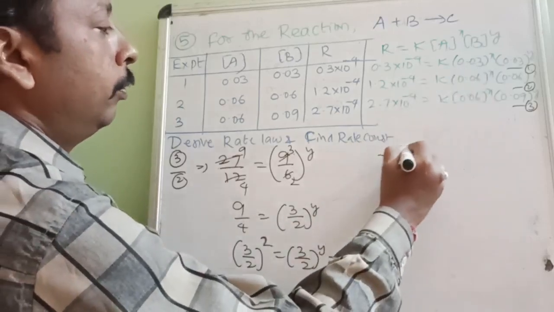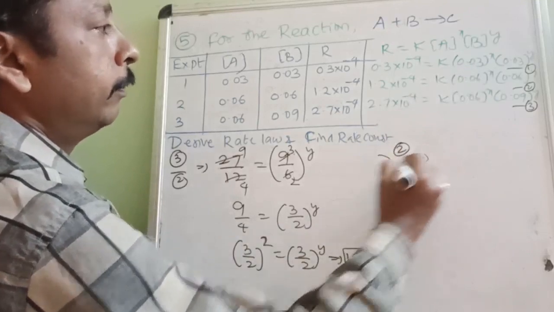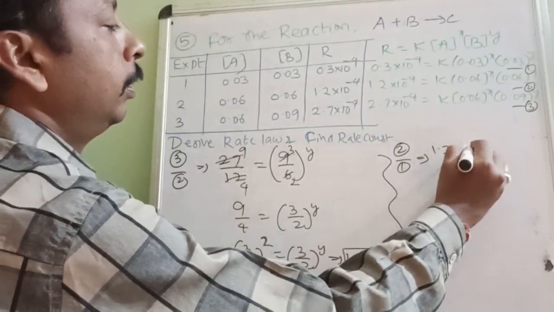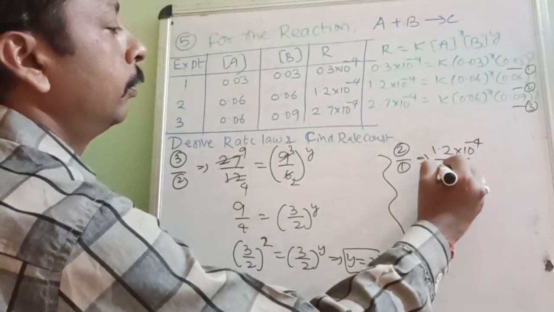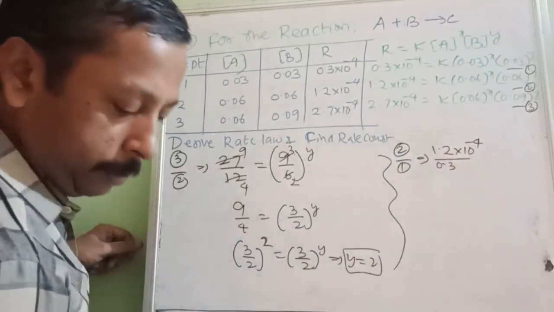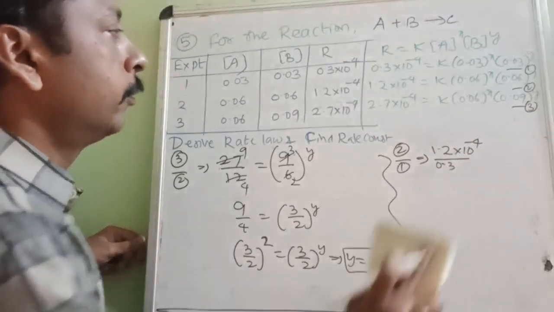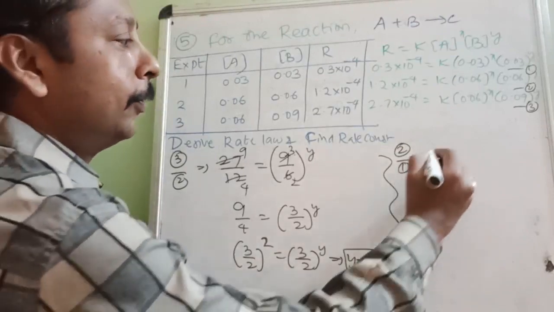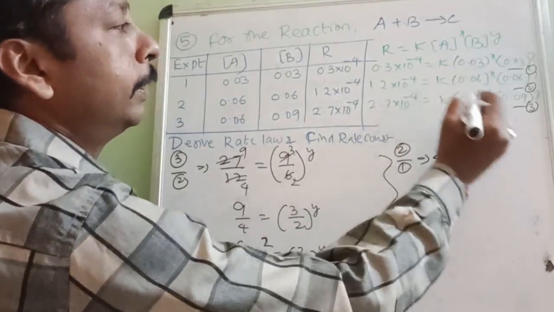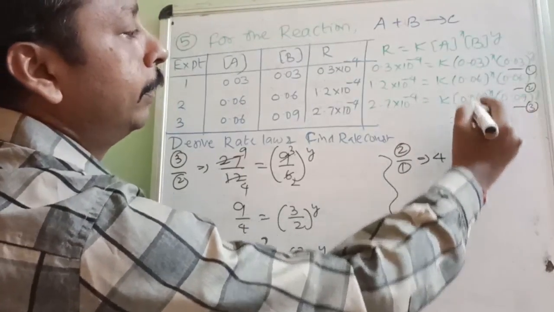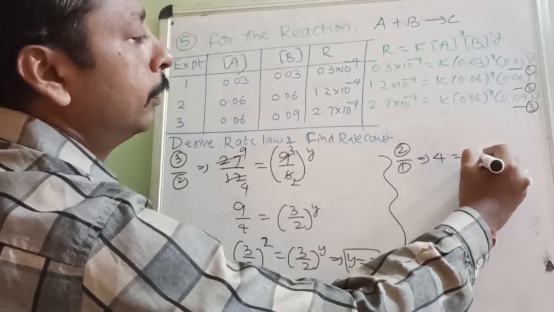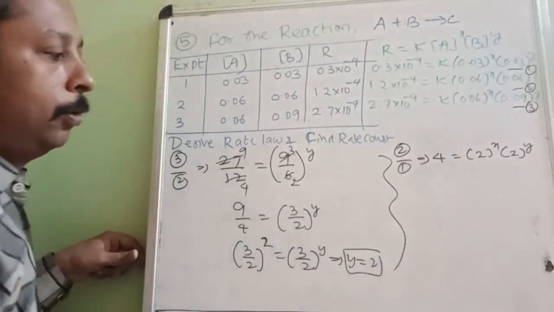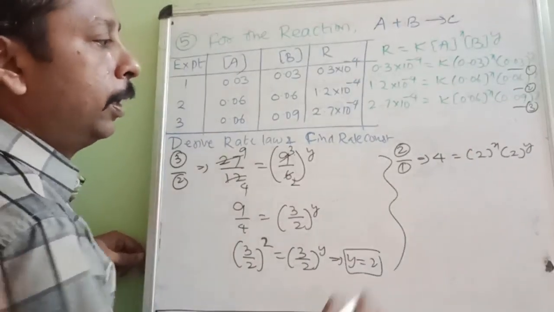So what I will do, equation 2 by equation 1. Equation 2 by equation 1, 1.2 into 10 to the power of minus 4, 0.3. So directly I will write it as 4. Is it agreed? Agreed or not? So 4 is equal to this and this get cancelled, but it will not get cancelled. So 2 to the power of x and 2 to the power of y. Don't worry, we have the y value already.